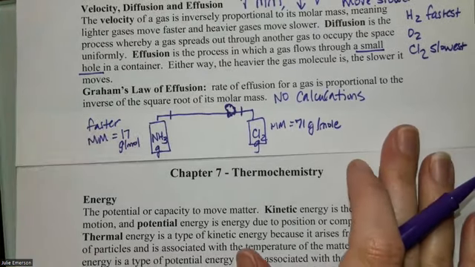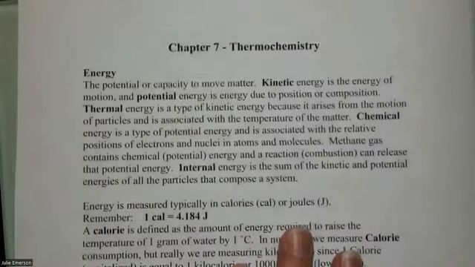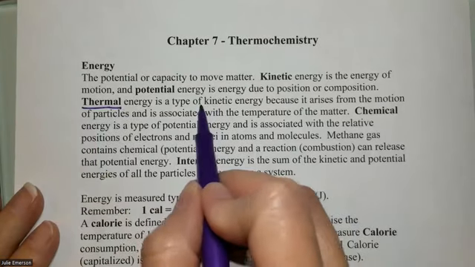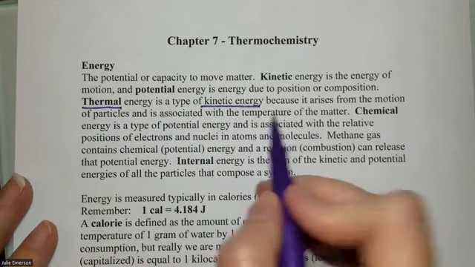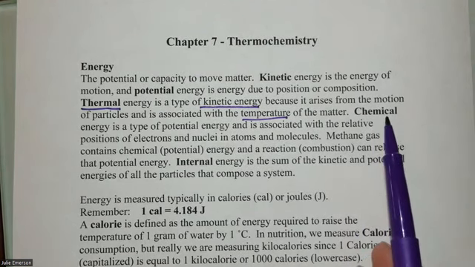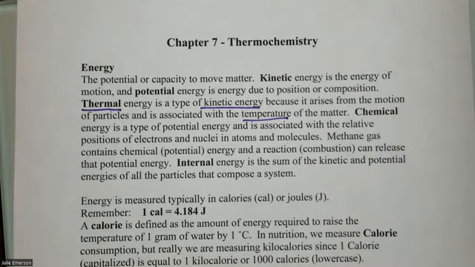So for chapter 7, thermochem, we've got to go through a couple of our definitions, and we've seen these. Kinetic energy is our energy of movement. Potential energy is our energy of position. Thermal energy is related to kinetic energy because it is associated with temperature, which means it's associated with movement. Like we talked about with the kinetic molecular theory, your temperature and your kinetic energy are directly related. Temperature goes up, kinetic energy goes up. Chemical energy, this one's a little bit different, and we're going to look at this too.